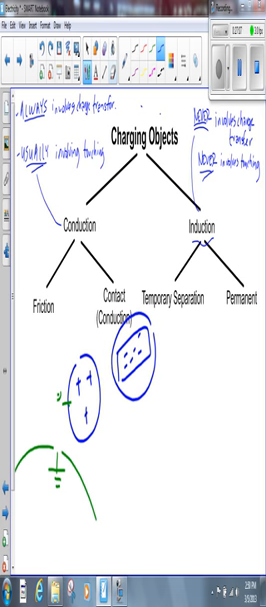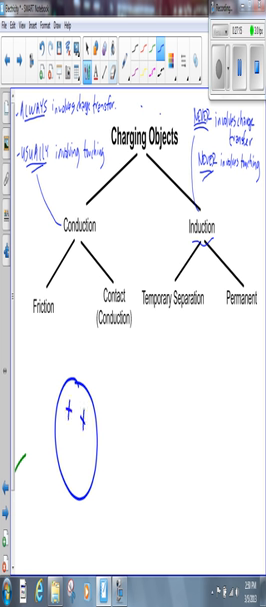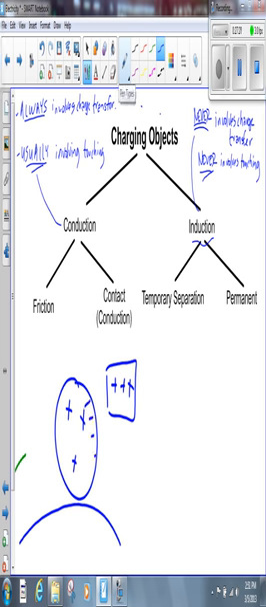We can do the same thing with a positively charged object nearby a neutral object. Here's my neutral. Here's my positive. What happens to the positives? Nothing. What happens to the negatives? The negatives get attracted to the right-hand side.